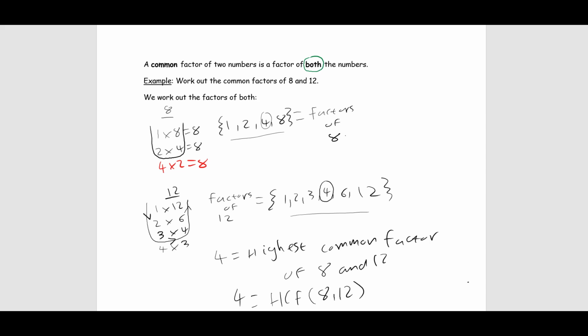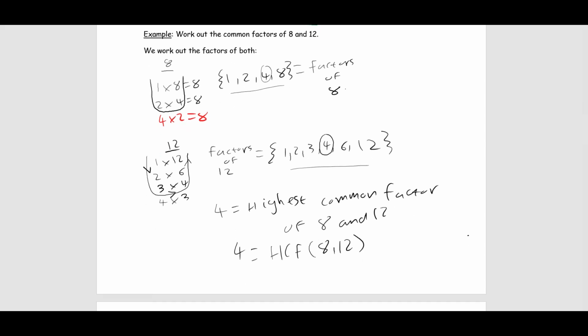Little acronym. And in America, you'll also see GCF, which is greatest common factor, because greatest is really the same as highest. Maybe the English teachers will disagree with me there, but I think they're pretty much the same word. And you'll also see GCD, because D means divisor, and it's another word for factor.